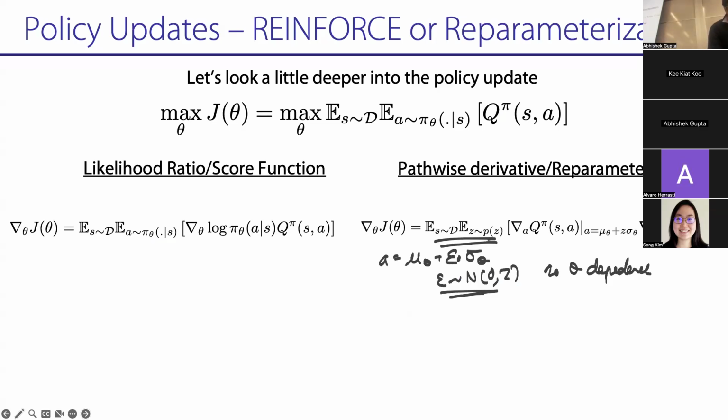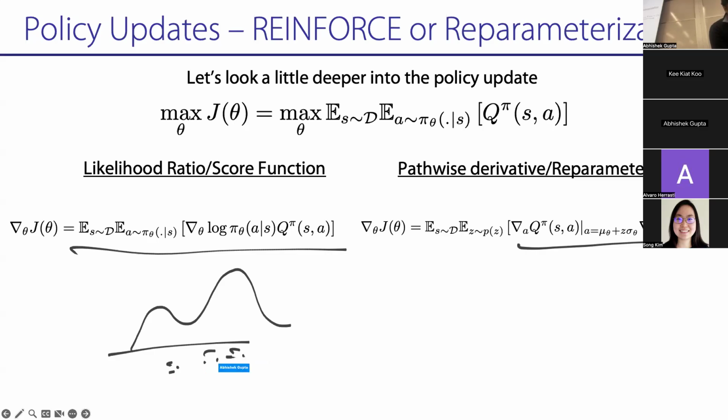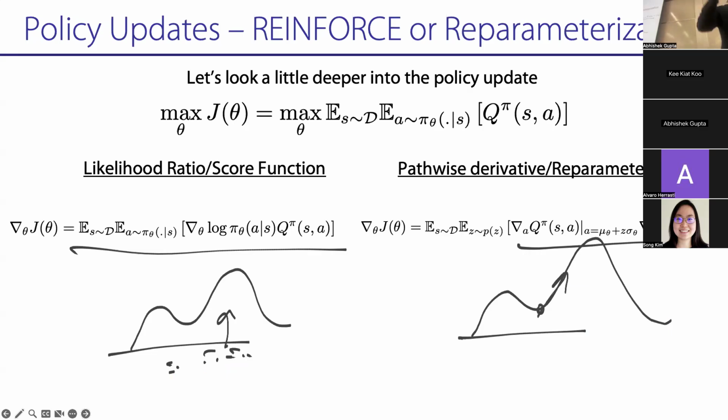So the difference between these two is that this one uses the zeroth order gradient. It's trying to sample and just upweight the good stuff, downweight the bad stuff. This one is trying to use the gradient of the Q function. So if it samples something here, it's going to use the gradient of the Q function to do a step, right? So this one uses grad Q with respect to A. This one just upweights good Q and downweights bad Q.